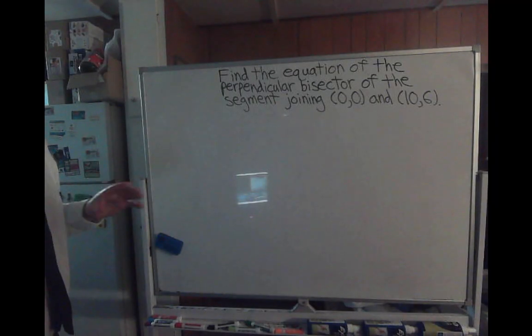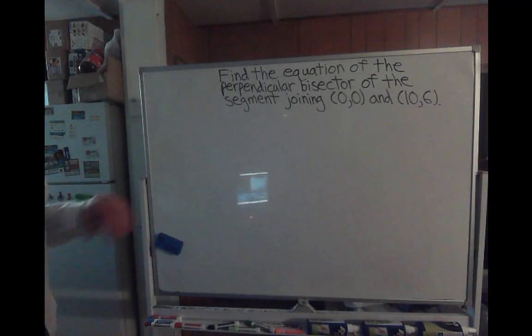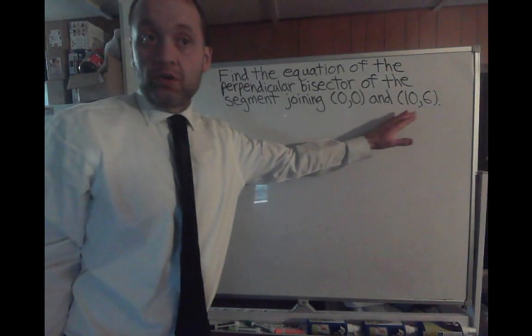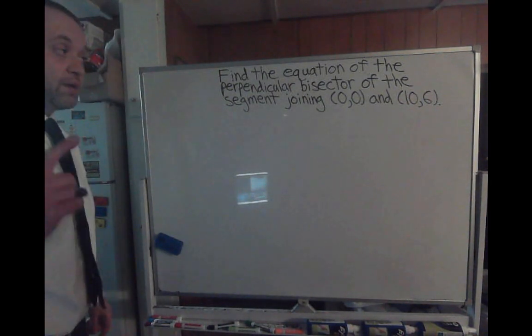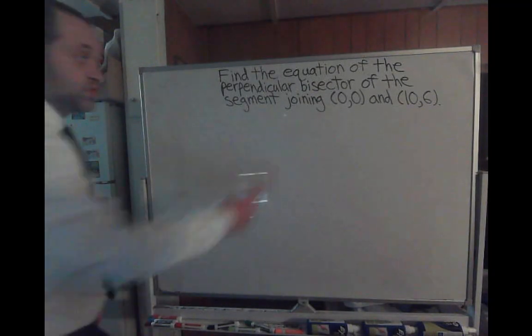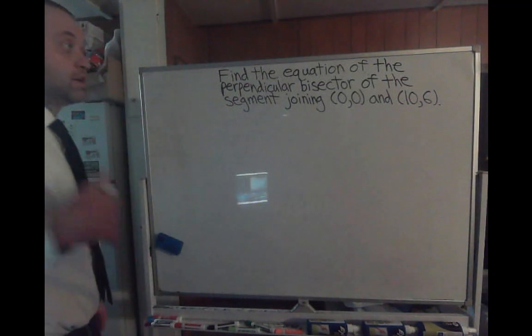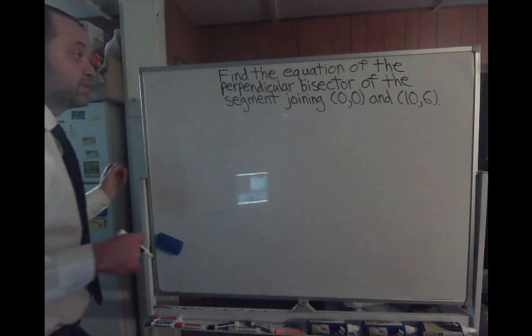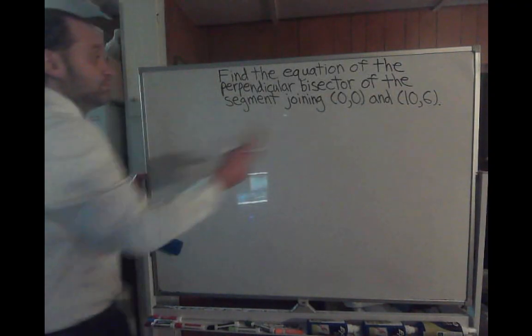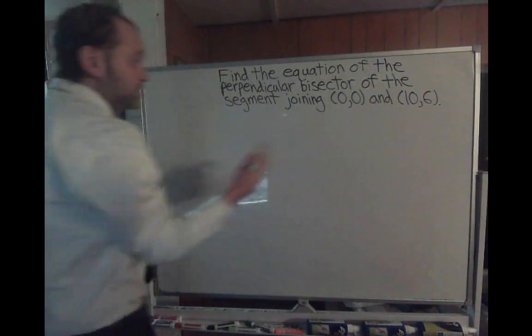First thing I would do, ignore the perpendicular bisector for a minute. Let's focus on the segment joining 0, 0, and 10, 6. First thing I would do, if you have 2 points, find your slope, right? So find the slope of the line going through these 2 points.